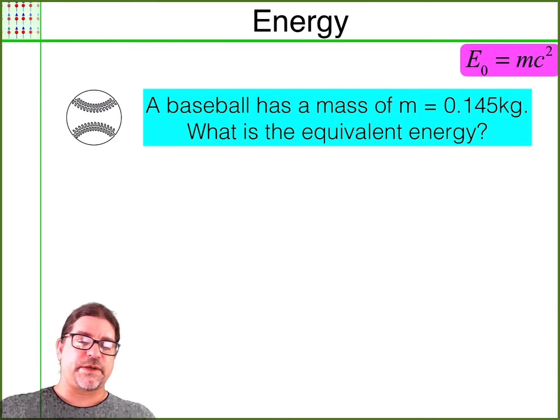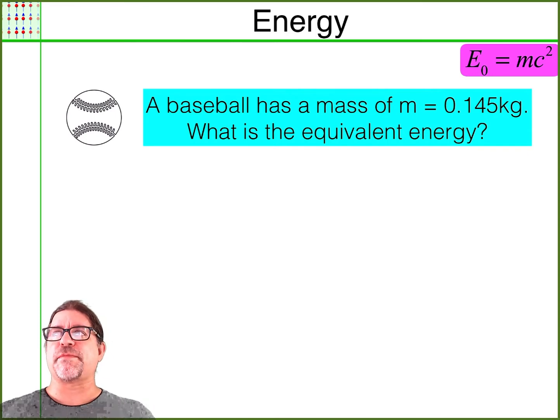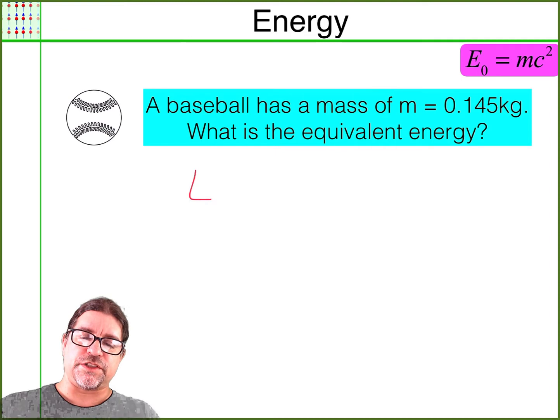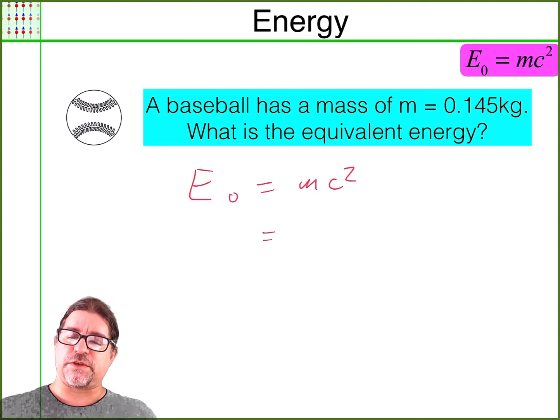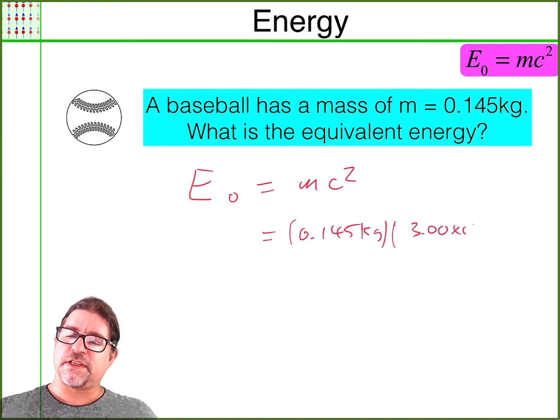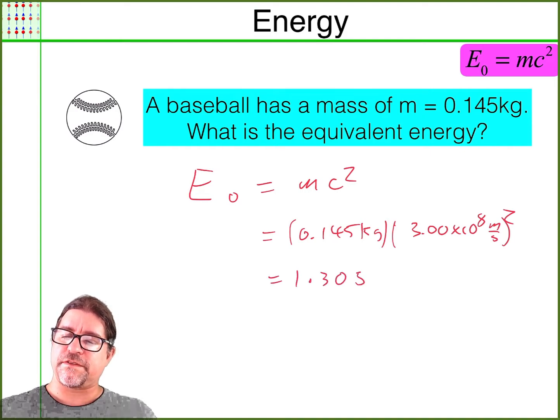So here's what I was getting at before, right? If a baseball has a mass of 0.145 kilograms, what is its equivalent energy? Well, you just use E equals mc squared, right? So you would do 0.145 kilograms times the speed of light squared, so about 3.00 times 10 to the 8 meters per second, squared, and that works out to approximately 1.305 times 10 to the 16 joules.